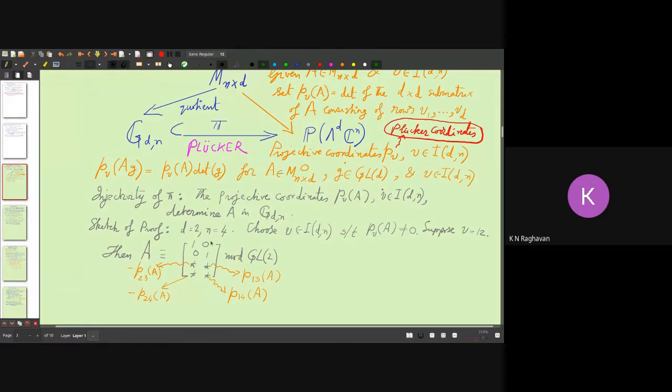By doing this, I'm not changing the element in G_{D,N} because I'm just multiplying by an invertible matrix on the right. Now I observe that these entries here are, for example, this entry here, I can think of it as the determinant of the 1, 3 submatrix. It's P_{1,3}(A). But P_{1,3}(A) is fixed because the image is fixed. So that means A is determined. So this proves that the map is an injection. In any case, this is elementary.